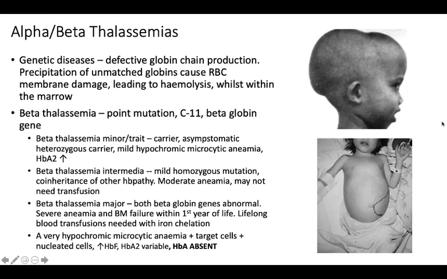The picture over here on the right at the top shows a sign called frontal bossing. This is when extramedullary hematopoiesis happens in the skull, which causes an enlargement of the skull, as you can see in this child. And at the bottom is a child with thalassemia who has splenomegaly, which is also a result of extramedullary hematopoiesis.